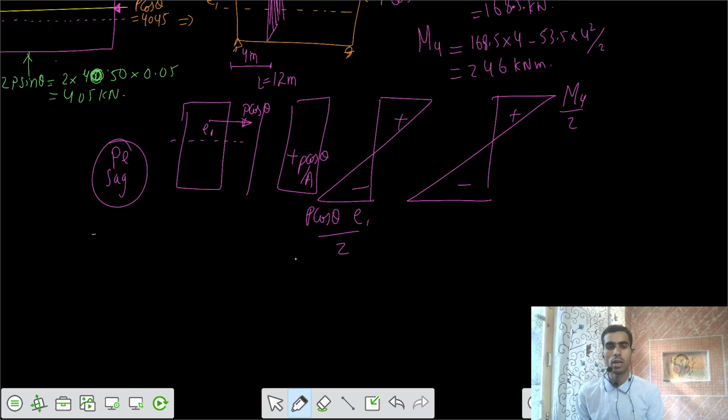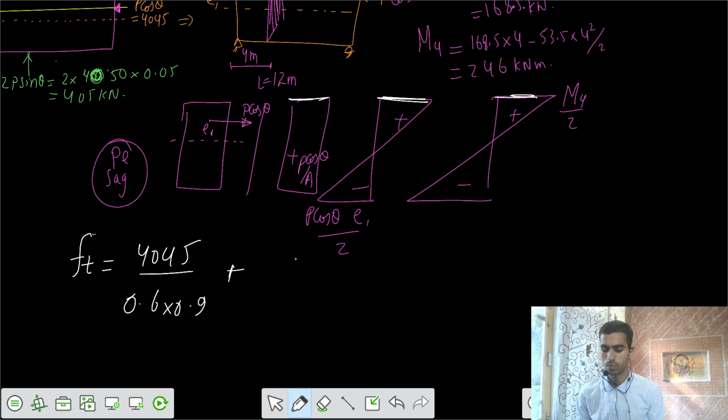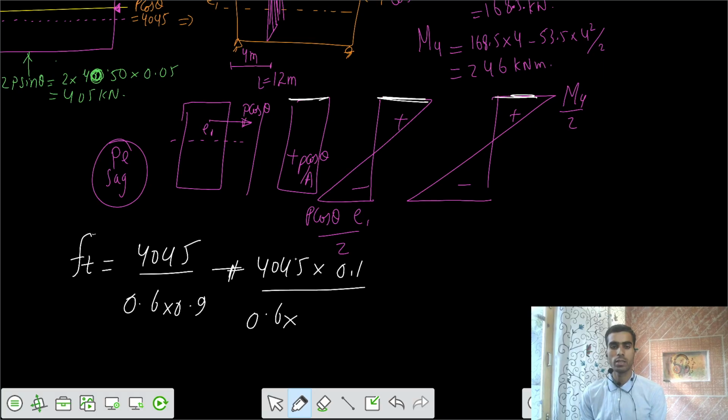Now, tell me the stresses at the top. That is P cos theta, that is 4045 divided by section 0.6 into 0.9. Second stress: at the top we have positive, positive, and positive. So the second stress is P cos theta, that is 4045, eccentricity E1, that is 0.1, divided by section modulus 0.6, 0.9 square into 6 inverse. And plus the third, moment, that is 246 kilonewton divided by section modulus 0.6, 0.9 into 0.9 square into 6, this one.